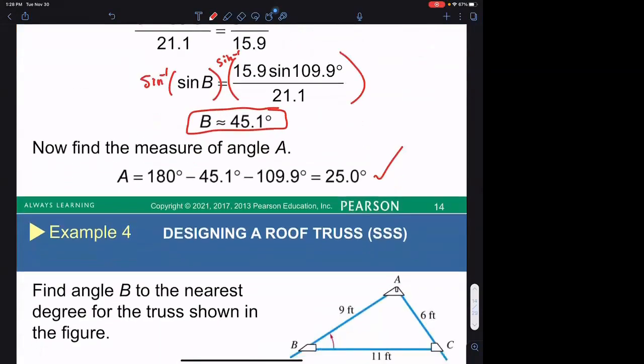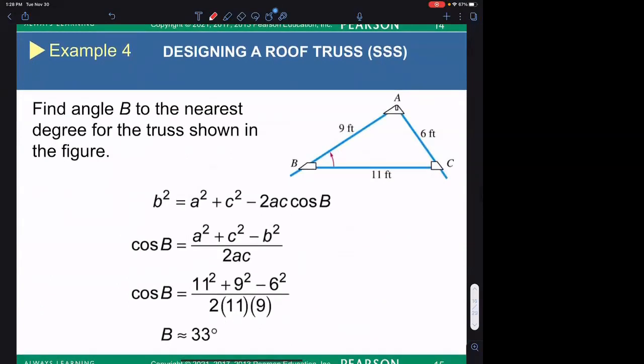So let's look at their next example of doing the same thing. And this is designing a roof truss. So in a roof, you have a setup here, and we know the length of the 3 sides that are going to be put together to make the triangle: 9 feet, 11 feet, and 6 feet. And it says to find angle B. So they just want angle B in this case. They're not asking us to solve for the whole triangle. So if you are asked to solve specifically for angle B, then you would want to choose the law of cosines result for B squared, because that's the one that has angle B in it.